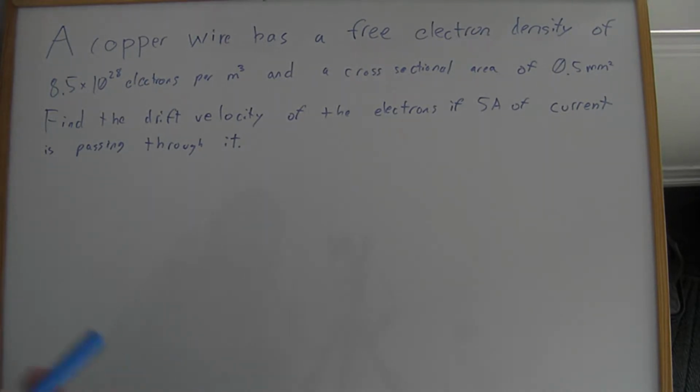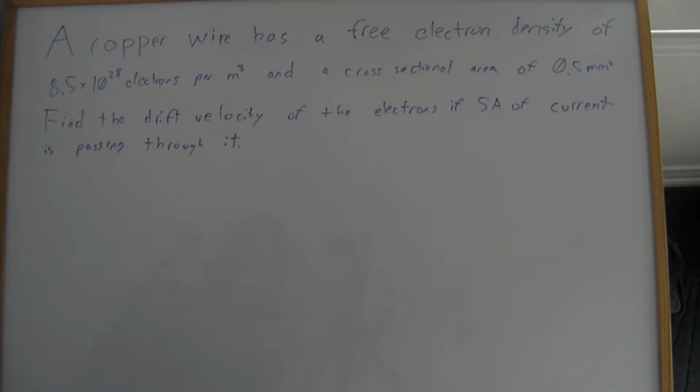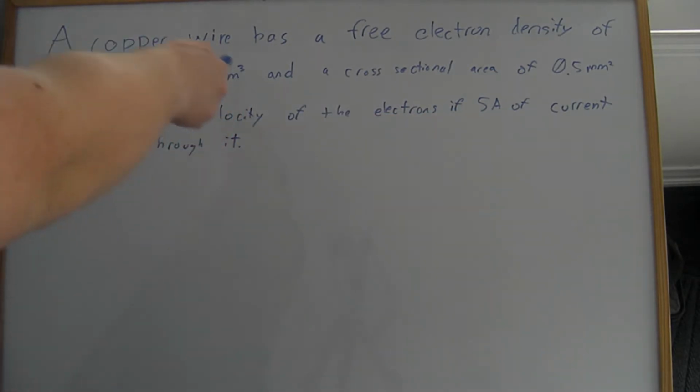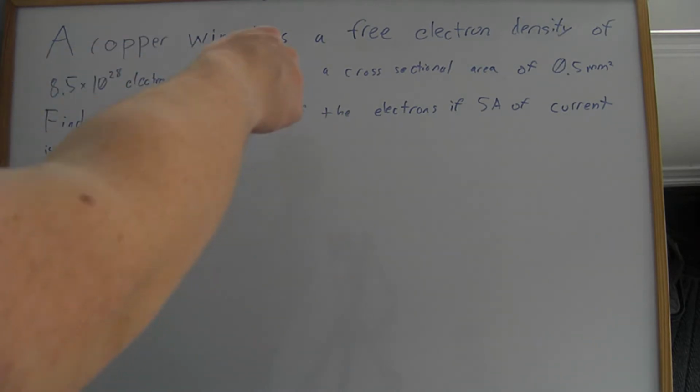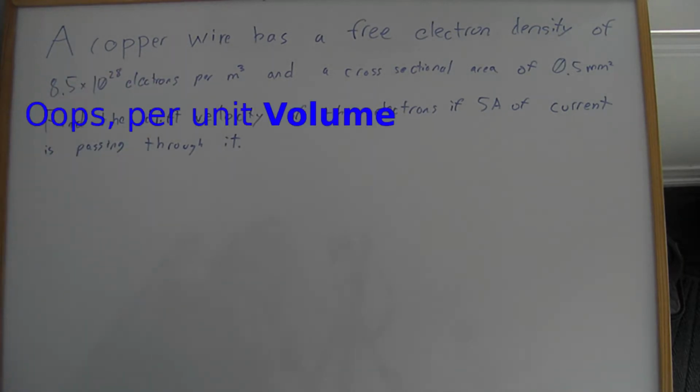So to start off, we have to look at what we have. We're trying to find the drift velocity of the electrons, so how fast the electrons are going. And they've given us a current, an area, and a number of electrons per meter cubed. You can tell that just by your units here. Even if you don't know what free electron density means, electrons per meter cubed tells you it's the number of electrons per unit volume. And so we know we have to get to the drift velocity.